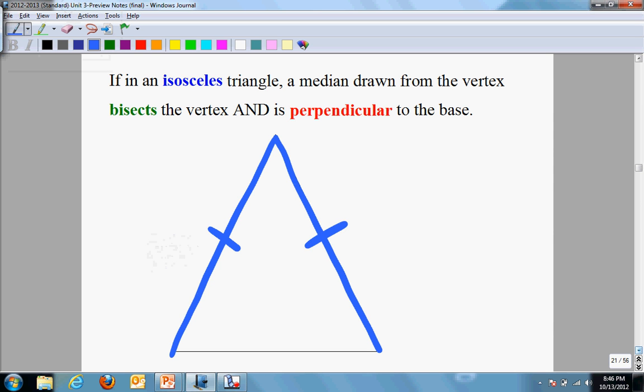If I have isosceles, we're going to draw a median. A median means to go to the midpoint, from the vertex, there's your vertex, to the midpoint of the opposite side. So now we're at double hatch marks. That's called a median. A median goes from the vertex to the opposite side's midpoint.